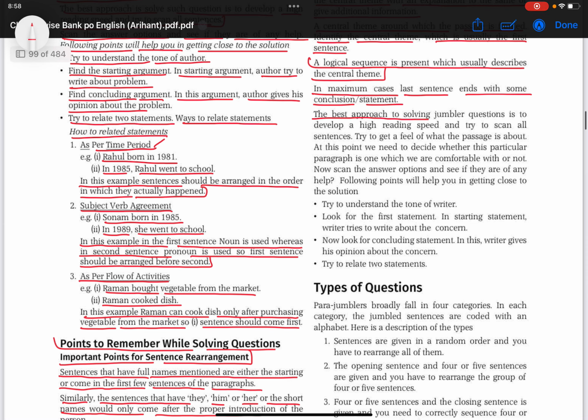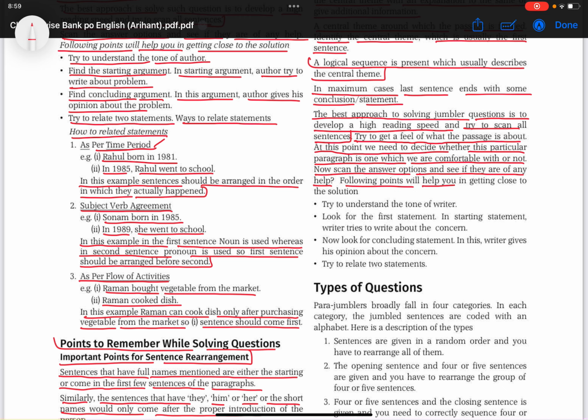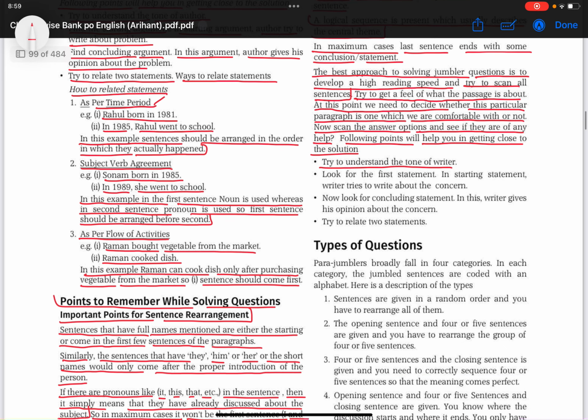The best approach to solving jumbled questions is to develop a high reading speed and try to scan all sentences. Try to get a feel of what the passage is about. At this point, we need to decide whether this particular paragraph is one which we are comfortable with or not. Now scan the answer options and see if they are of any help. The following points will help you in getting close to the solution. Try to understand the tone of the writer.